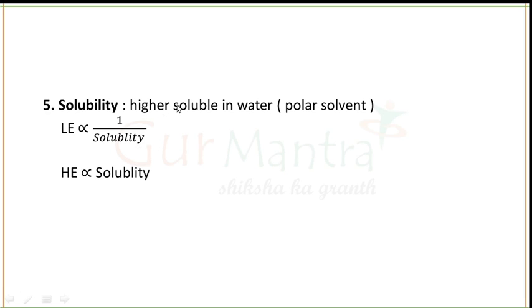These ionic compounds are highly soluble in water, which means they are soluble in polar solvents. Polar solvent means the solvents which have H plus or OH minus ion concentration. This solubility depends on two major factors. Number one is lattice energy and number two is hydration energy. Solubility is inversely proportional to lattice energy, while solubility is directly proportional to hydration energy.